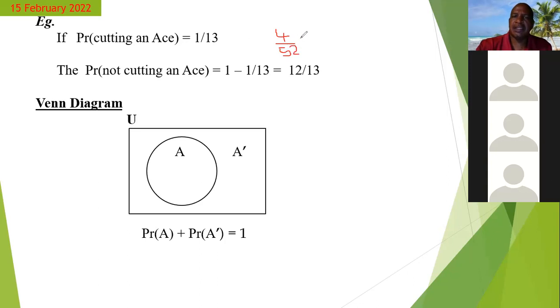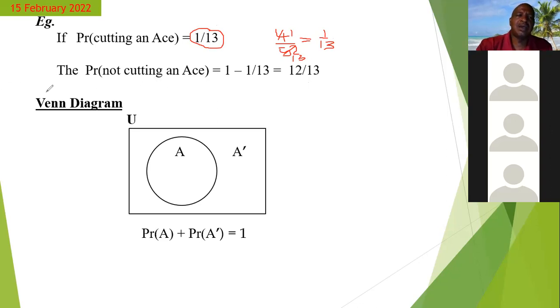Now, if you cancel this down to a simpler fraction, 4 can go into itself 1 time, and 4 can go into 52 13 times. So after you cancel that down, you would get 1 over 13. So that's why the probability of getting an ace is 1 over 13. Following? Yes, sir.